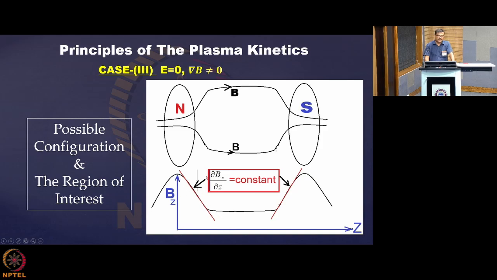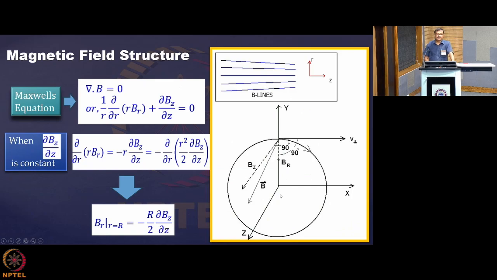So we will be using this property that the magnetic field gradient is constant, and what particle kinetics may be possible in these regions. Okay, so we start that.